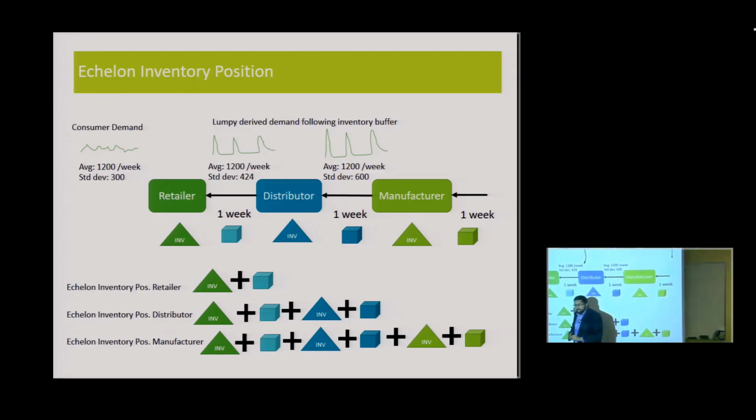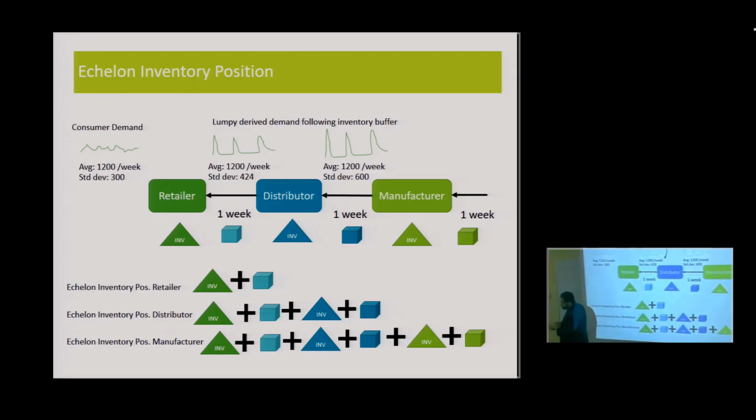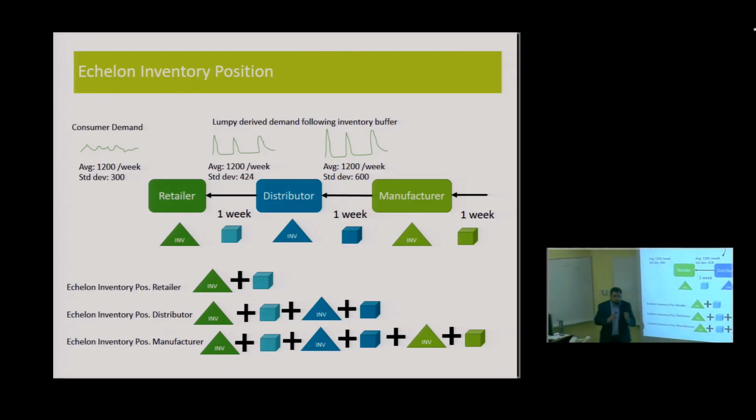Okay? So the idea is really simple for both of these variables. For lead time, we add all the downstream lead time plus our lead time. That's echelon lead time. For inventory position, we add all the downstream inventory plus our inventory. That's the echelon inventory position.